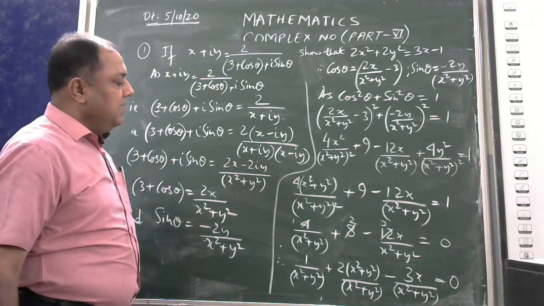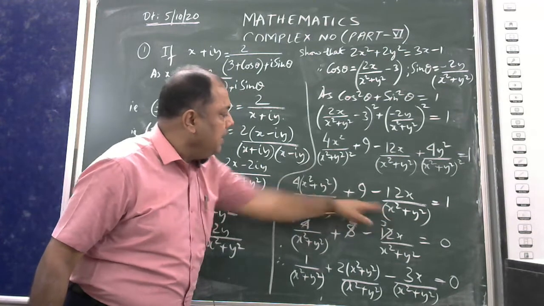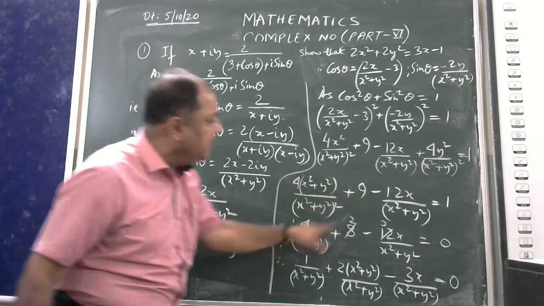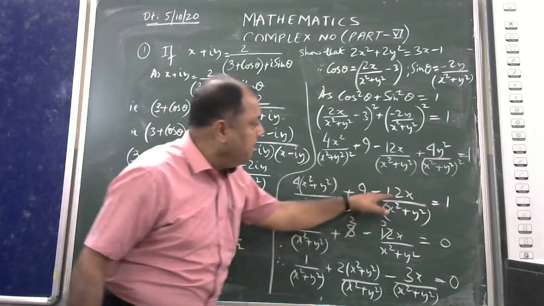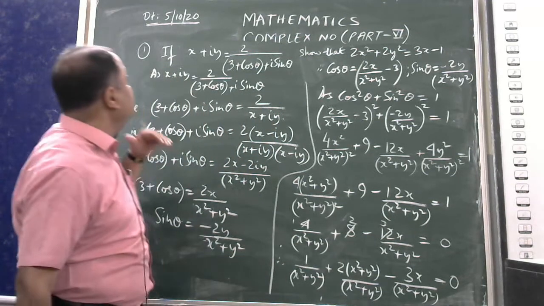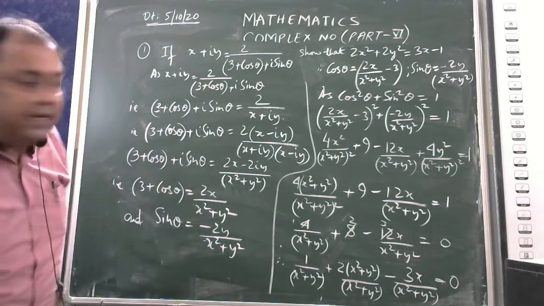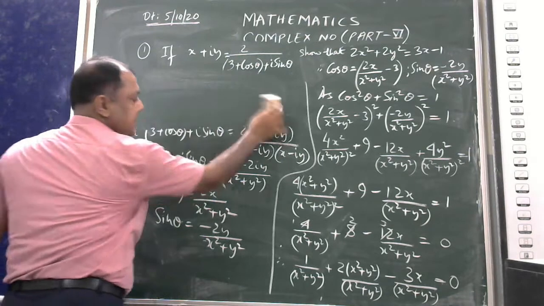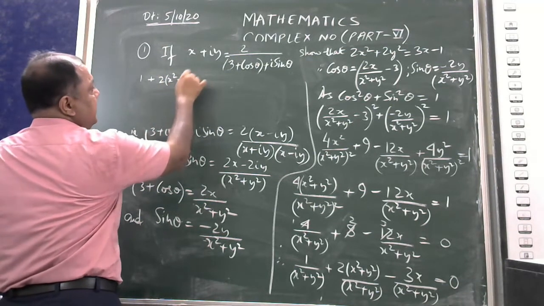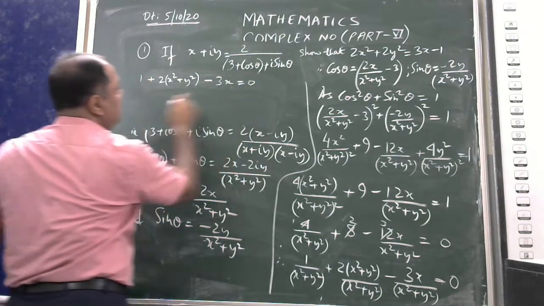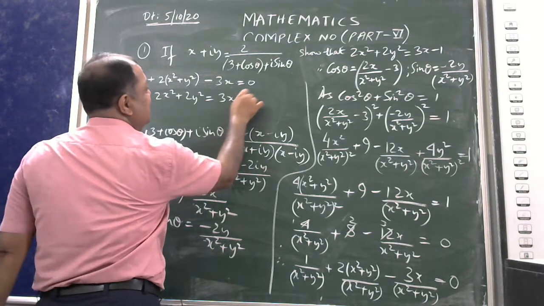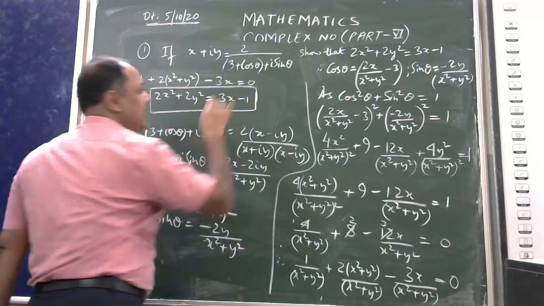So what I find is that I have just squared and cancelled out. When I have cancelled, therefore 4 by x squared plus y squared, 9 minus 1 is 8, minus 12x by x squared plus y squared is equal to 0. Now, due to shortage of space, I have to move somewhere here. That is, therefore, 1 plus 2 times (x squared plus y squared) minus 3x is equal to 0. That is 2x squared plus 2y squared is 3x minus 1. This is what I had to show.